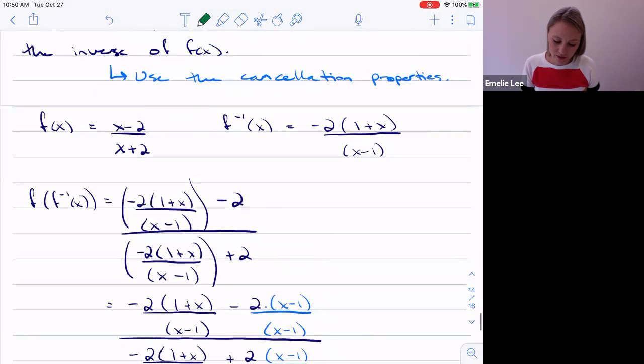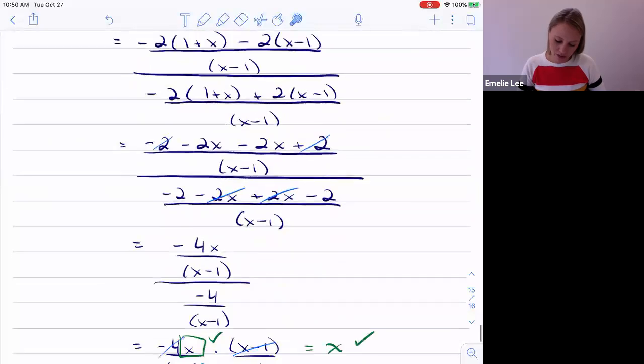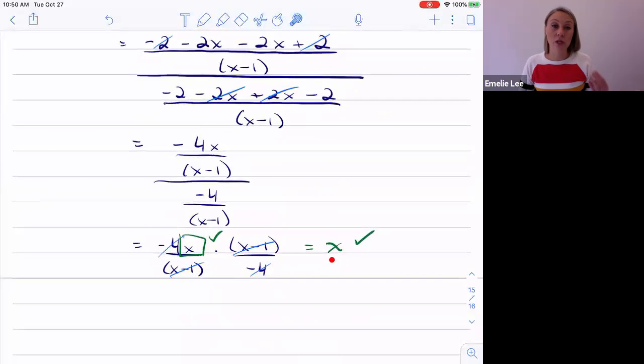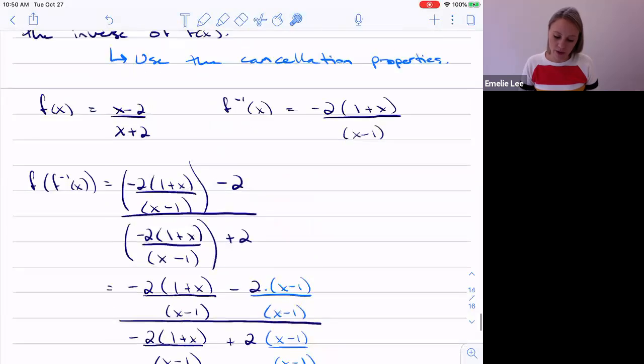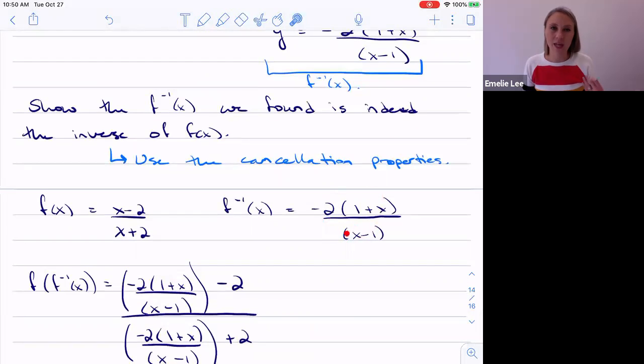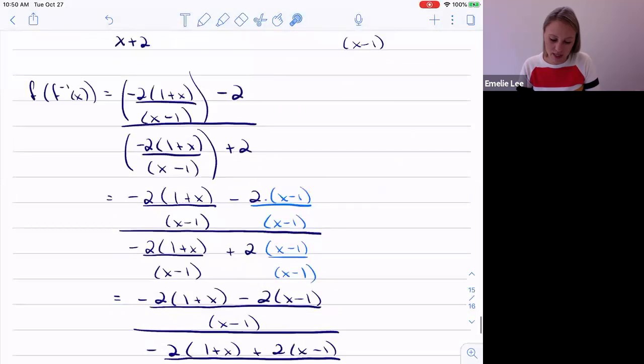So now you would need to do the same thing where you have the inverse on the outside and the function on the inside. So now you're going to plug in x minus 2 over x plus 2 wherever you see an x in the inverse, and same idea, everything's going to fall out, and all you're going to be left with is x, which confirms that what we found to be the inverse is the actual inverse. So I'll leave that for you guys to work through on your own, and then we'll finish that next day.